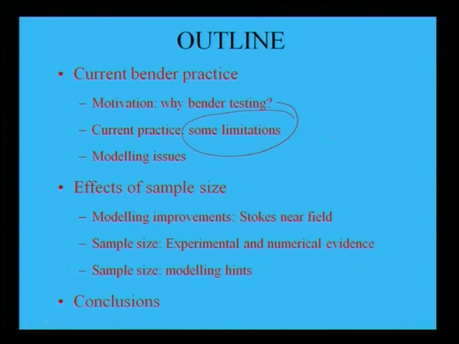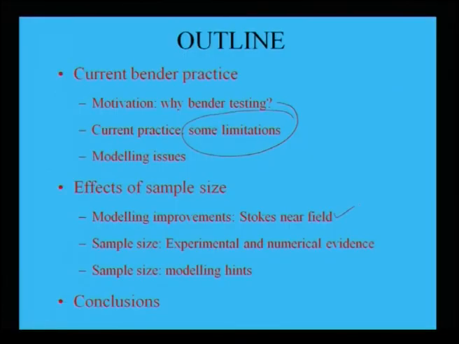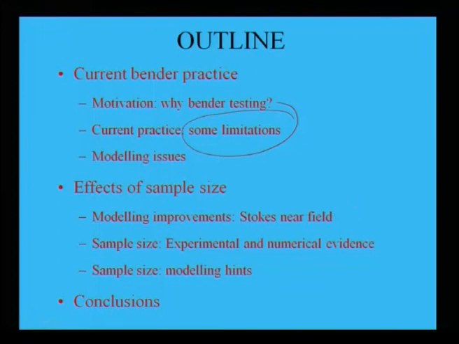Then modeling improvements, particularly how the modeling has to be improved. That means in the near field versus the far field, how accurate the data you are going to use is, so that modeling has to be improved. Then sample size, how it has an effect from the experimental and numerical points of view. Then also sample size and modeling hints have to be discussed.